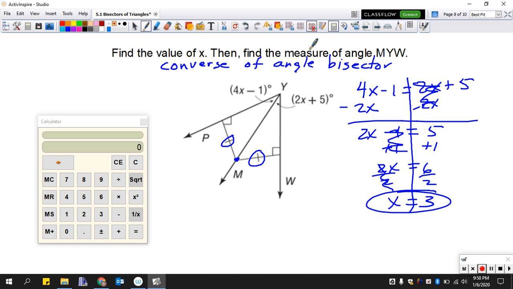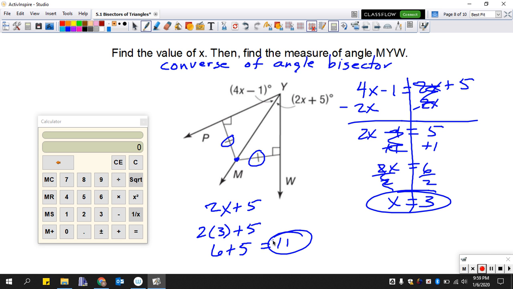Okay, so then it says find the measure of MYW. MYW is this one, this angle right here. So we go 2x plus 5. It turns into 2 times 3 plus 5, which is 6 plus 5, which is equal to 11.